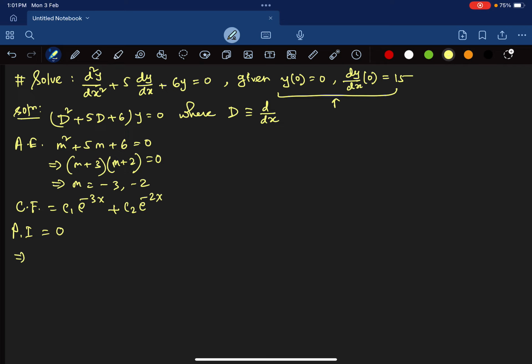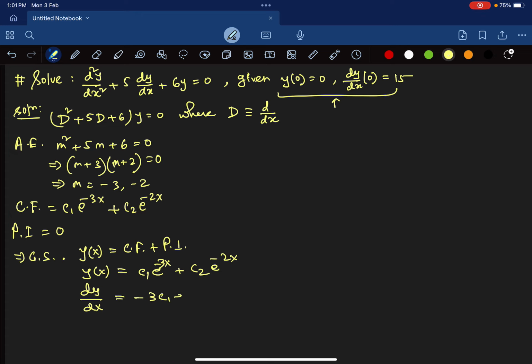In this case, the general solution is given by y(x) is equal to CF plus PI, that is C1 e power minus 3x plus C2 e power minus 2x, that is y(x). Now you can apply these conditions, and before that just find out dy/dx, because this condition will be required. Minus 3 C1 e power minus 3x minus 2 C2 e power minus 2x.